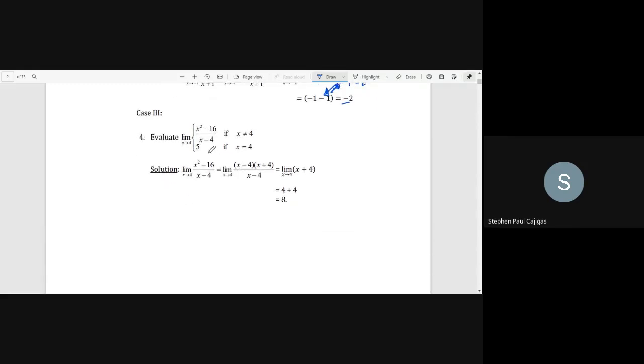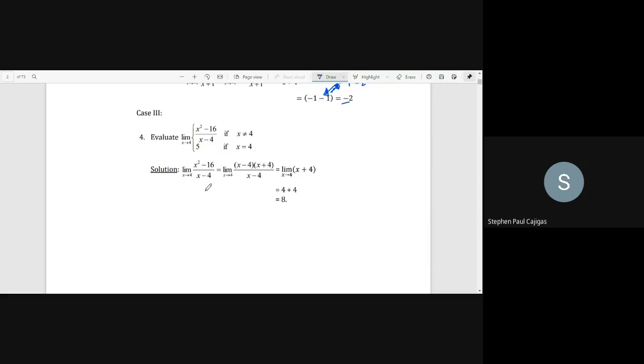And then we also have the piecewise function. So we have here, if x is not equal to 4, then we will be using the function x squared minus 16 over x minus 4. And if x is equal to 4, then the function is equal to 5. This x squared minus 16 over x minus 4 can also be simplified again by using the concept of difference of two squares, factor. So we are left with x plus 4.